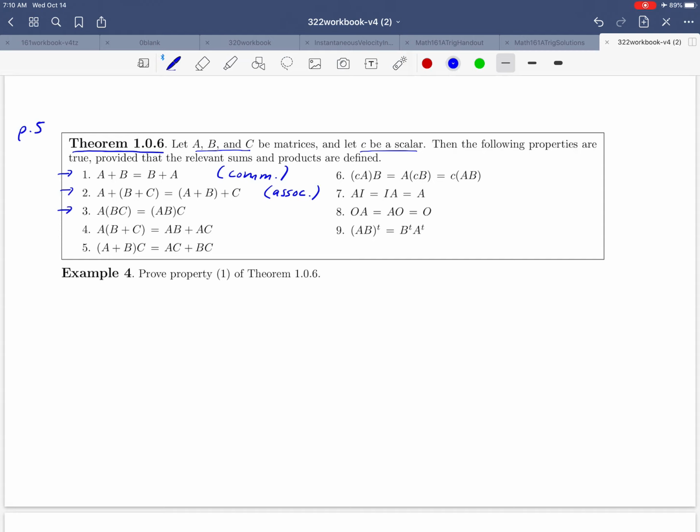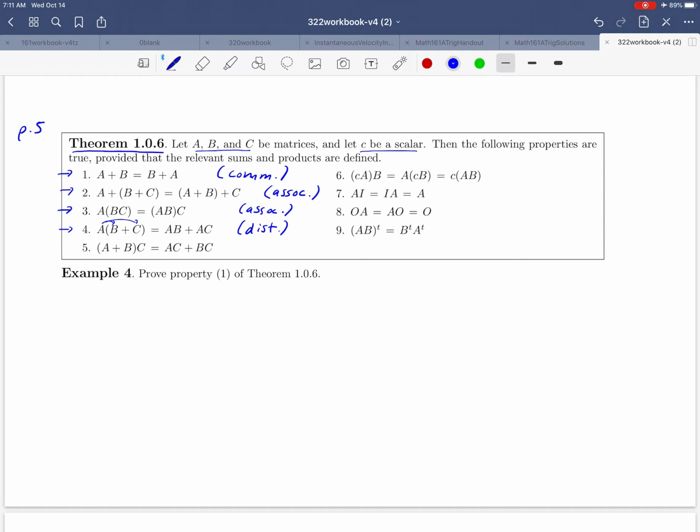Okay, and 3 is similar. That's associativity, this time of matrix multiplication. Okay, we'll give a name to one more of these. So property 4, basically telling us that if we have A times B plus C, we can distribute the A through and expand it as AB plus AC. Does anybody remember a name for that property? Okay, that's called distributivity. And we could go down this list and maybe give names to the rest of those. That's not so important, though, in the grand scheme of things.